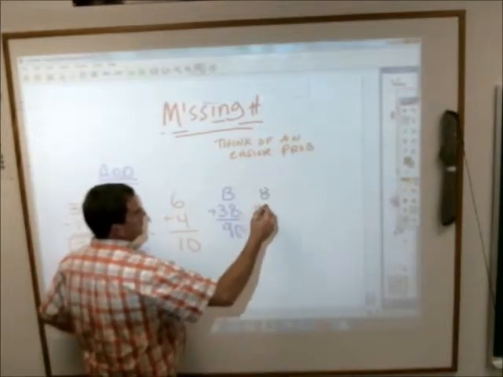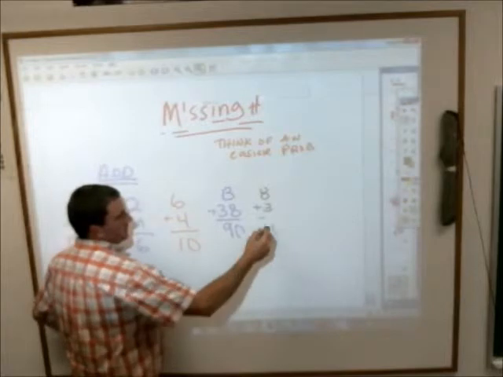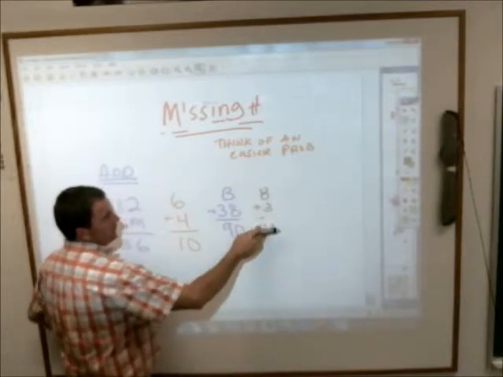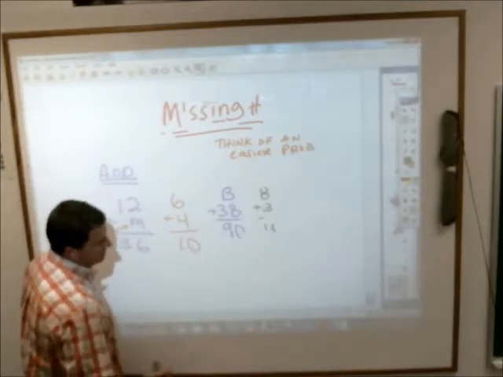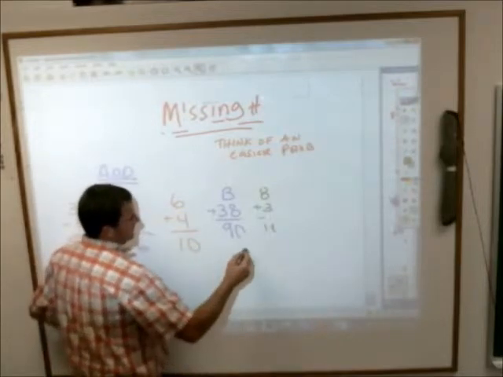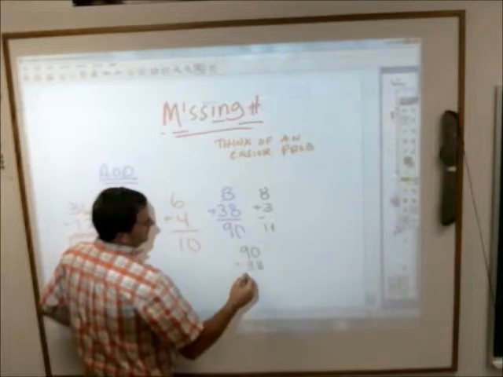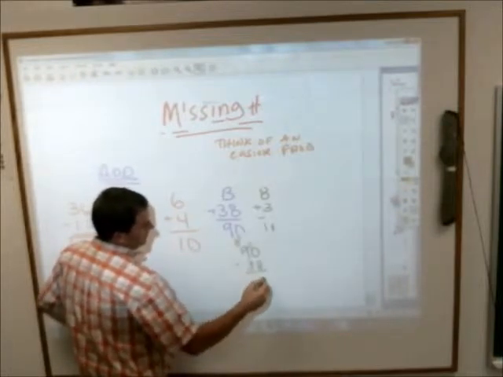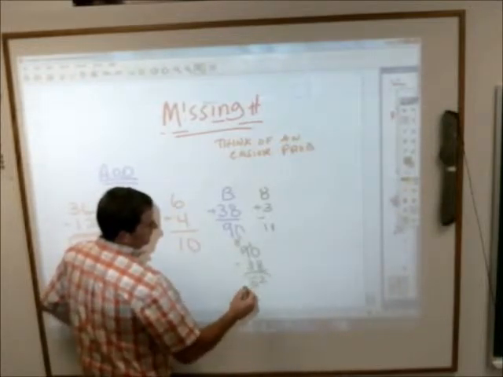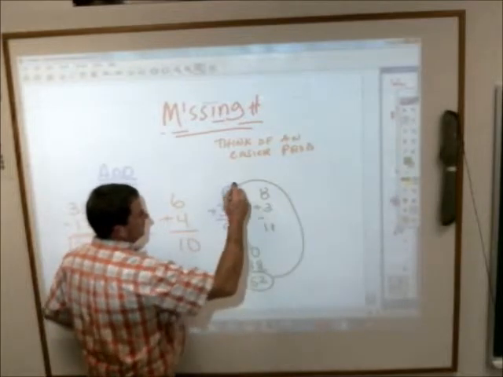How about this one? 8 plus 3 is 11. If I'm missing the top number, the 8, what do I do with 11 and 3 to get 8? Again, you would subtract. So my answer to this one is 90 minus 38, which is 52 for your answer for the letter b.